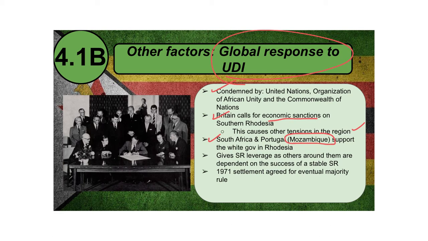And it didn't help matters because of countries like South Africa and Portugal. Mozambique was a colony of Portugal at the time, but Portugal, the nation, was actually sympathetic to the Southern Rhodesian regime. So Portugal, and its colony Mozambique, supported Southern Rhodesia. And so that's a problem. And it gives Southern Rhodesia some leverage since they have public support from other countries and they have other countries around them that are dependent on a successful and stable Southern Rhodesia. So it does give Southern Rhodesia some leverage to wager that, well, you may not like our policies, but if we collapse and our government collapses, other nations around us are going to feel that effect.